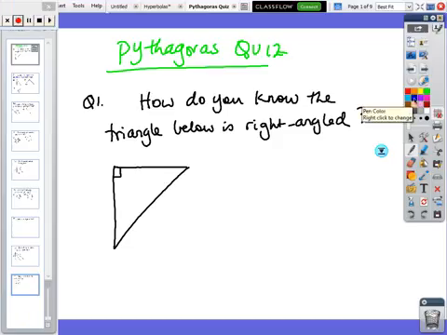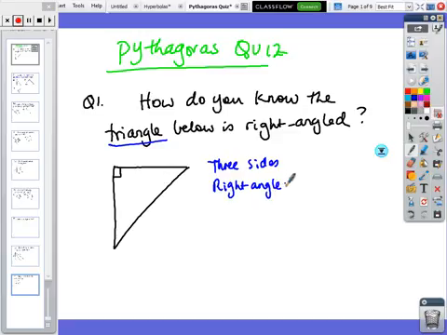Okay, so first of all, we have to say it's a triangle, so it has 3 sides. So there's a 3-sided figure, so that's a triangle, and there's a right angle indicated by the little box in the corner. So you have to give 2 reasons. It's got 3 sides, which proves it's a triangle, and it's got a right angle indicated by the box. Okay, so you go to the next question.